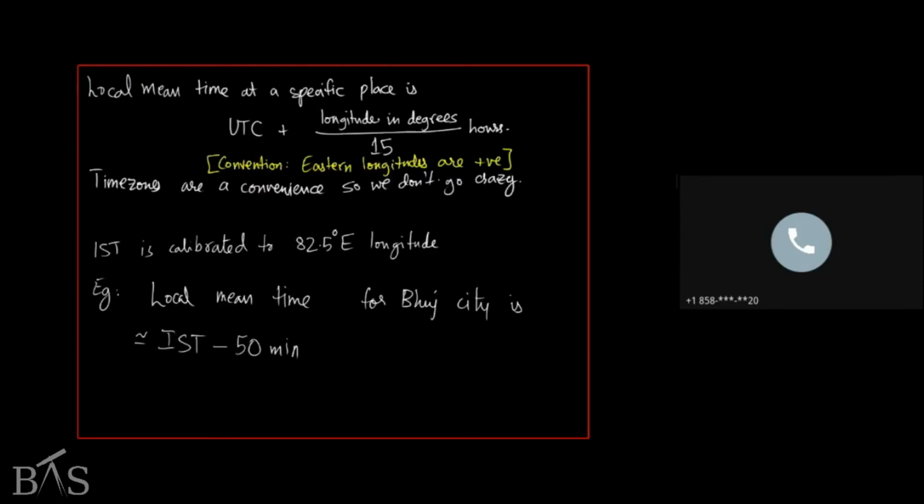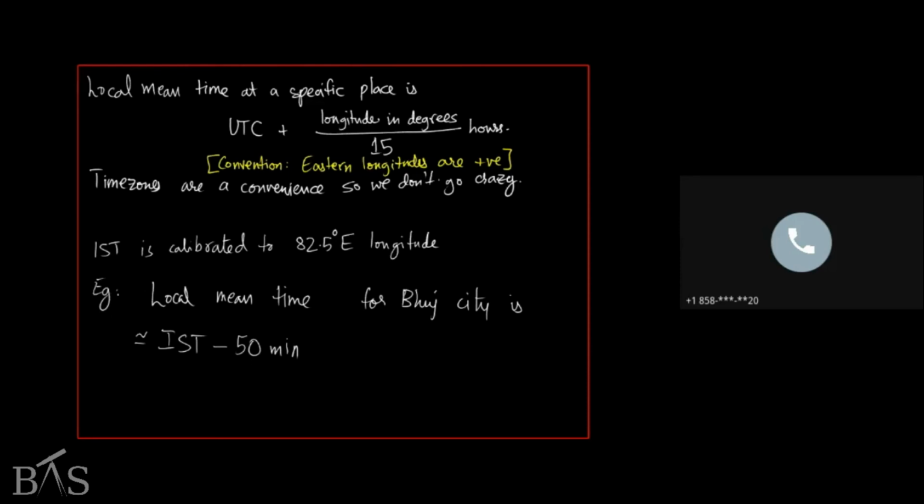Now, time zones are a convenience. The reality is, for example, if the sun is overhead at 12 p.m. on a certain day, I think that happens on vernal equinox, so if the sun is supposed to be overhead at noon, it will only be overhead in the time zone defining city, which for India is Mirzapur. It will only be overhead in Mirzapur at 12 p.m.